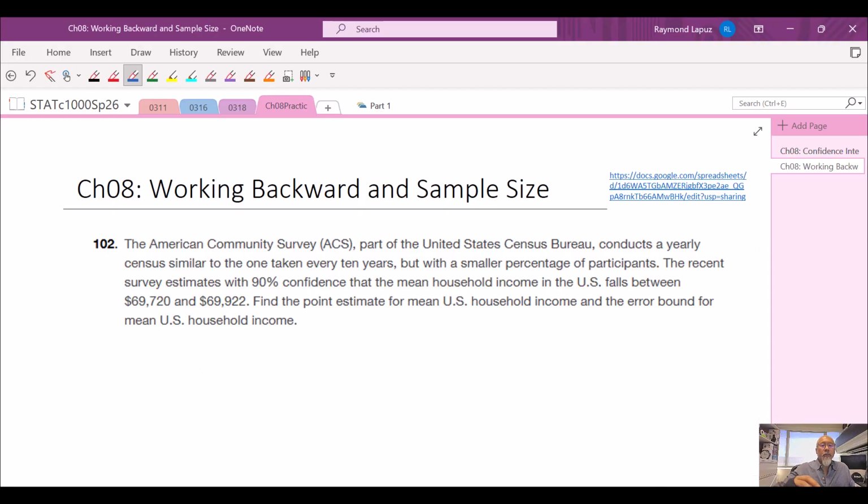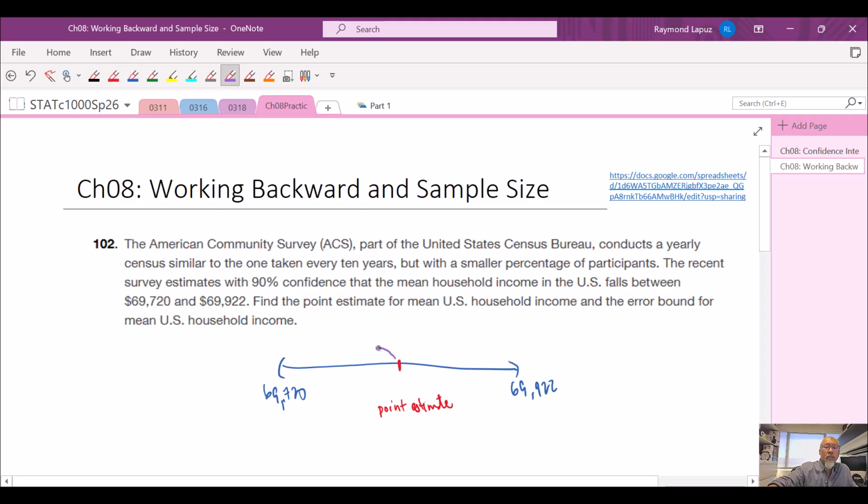So this is the scenario that we have. We have an interval from 69,720 to 69,922. It turns out that the point estimate is going to be right in the middle. And then the EBM, the error bound for the mean, is going to be the distance from the middle to one of those endpoints. The way this is constructed tells us that both of these distances are equal, so you could just find one or the other.